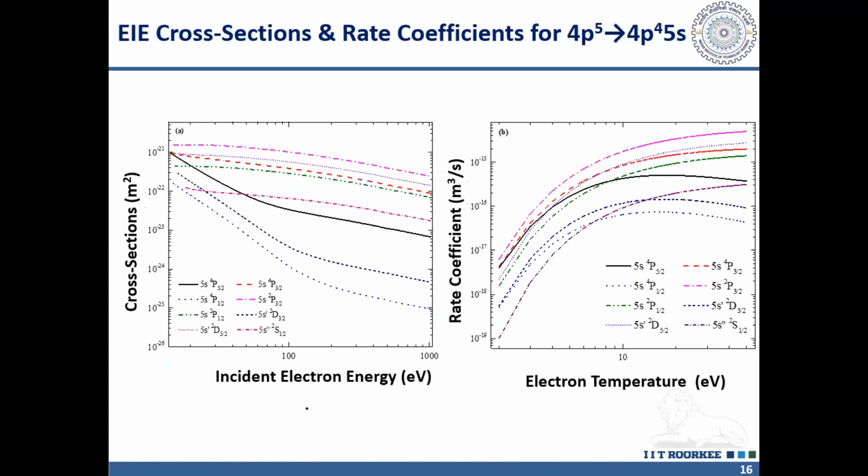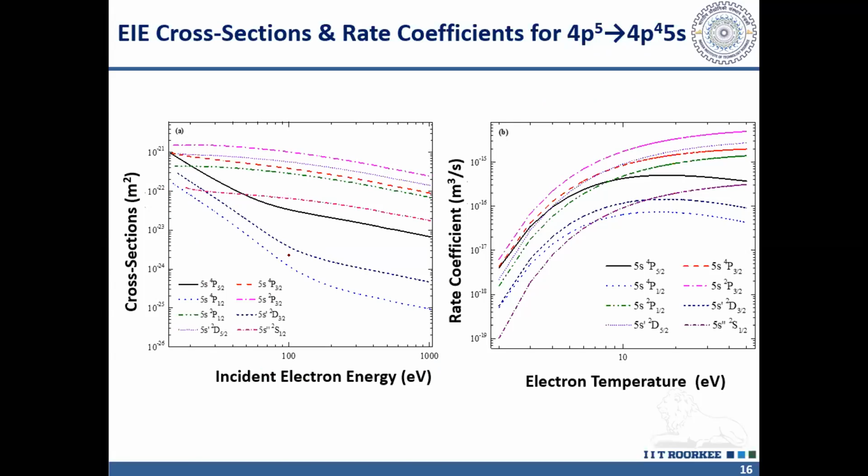So these are the electron impact excitation cross section and rate coefficient results for the transition from the ground state 4p5 to the excited 4p4 5s state. The cross sections are reported with respect to the incident electron energies from the excitation threshold to 1000 electron volts. The behavior of the cross section curves is the known behavior. As the incident electron energy increases, the cross section decreases.